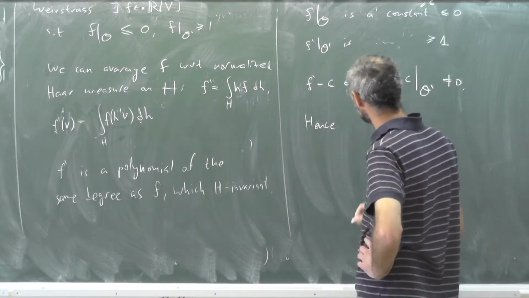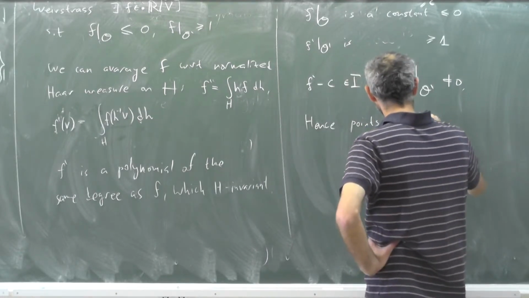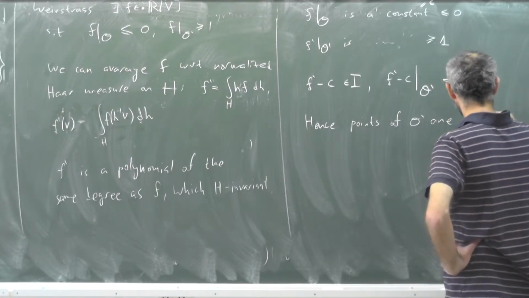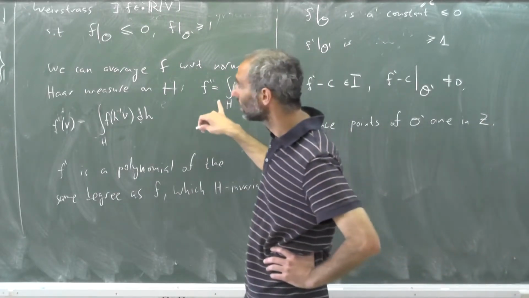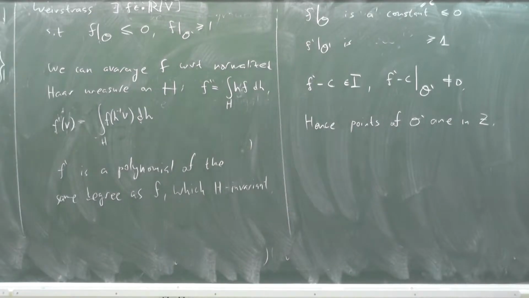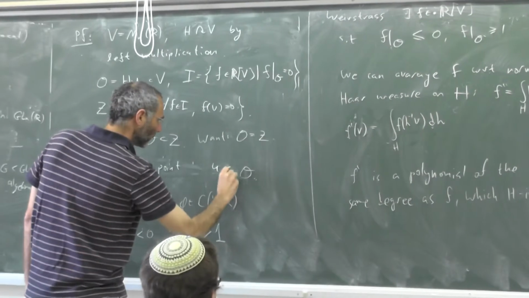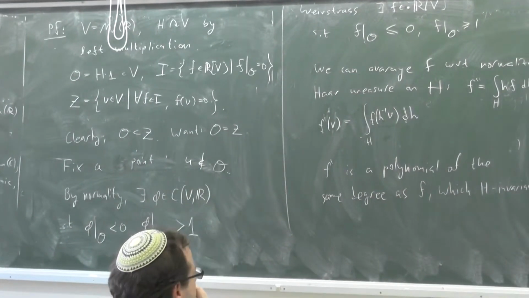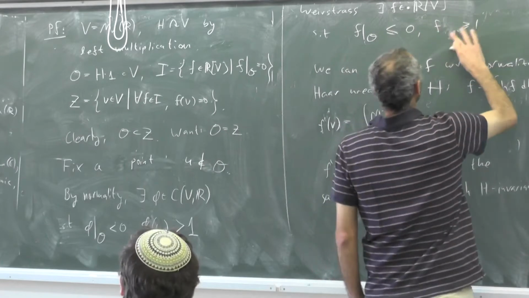Hence, points of O prime are not in 0. But O prime was arbitrary. Every point, I guess that I didn't need to consider O prime, I could just take a point. Maybe, let me change point. U not in. It doesn't matter. Just a nicer way to write down. Sorry for the mess.